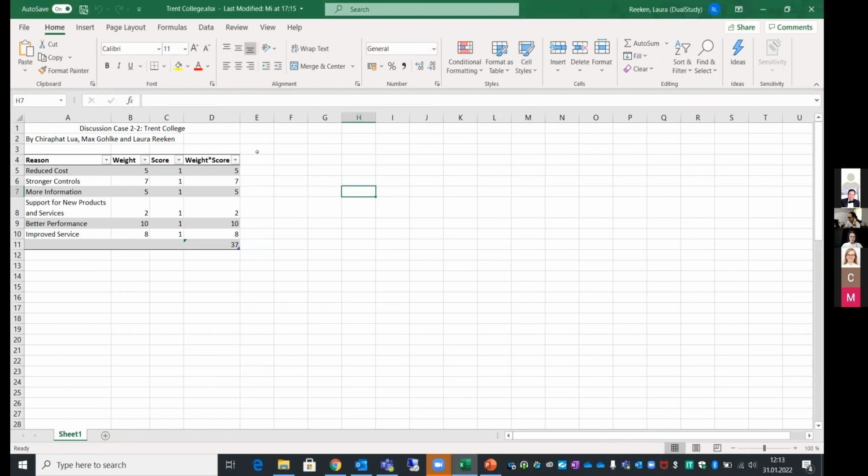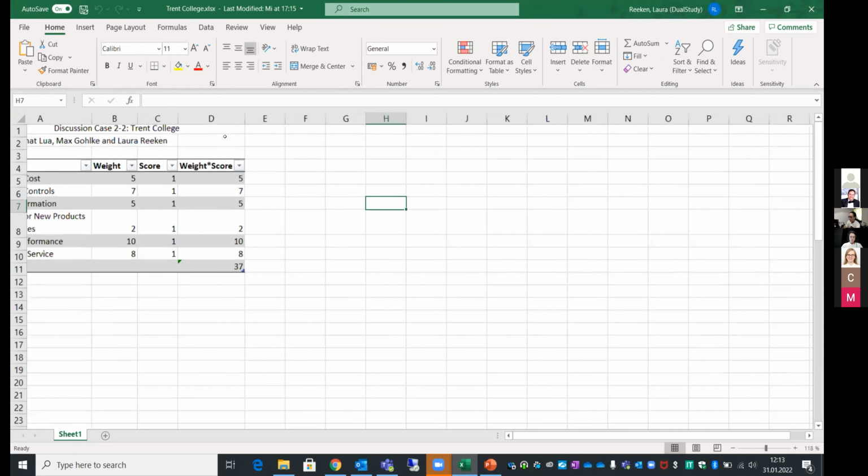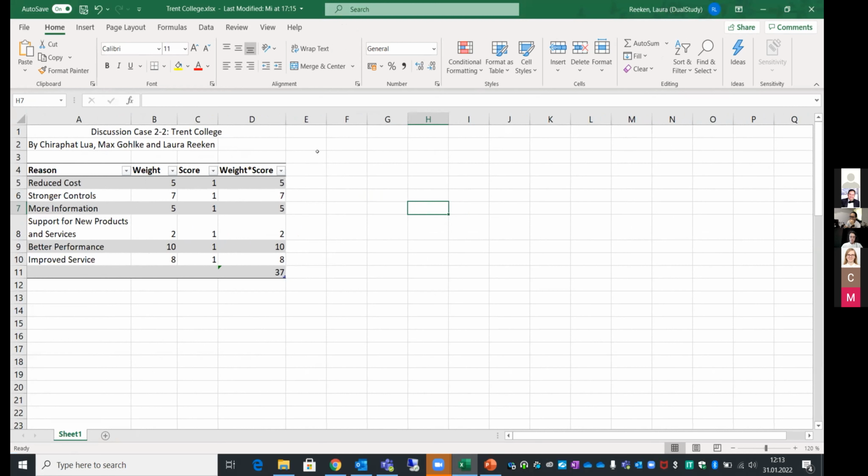So for the Excel sheet, it's different from what the first group presented for this topic because it was unclear for us what the task was and we misunderstood. So this Excel sheet takes the weights we assigned and then the scores and we multiply them. So we weren't sure what to do here.